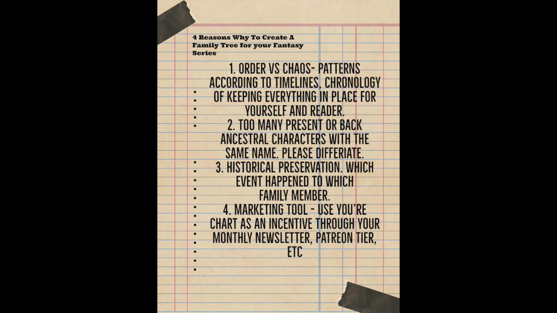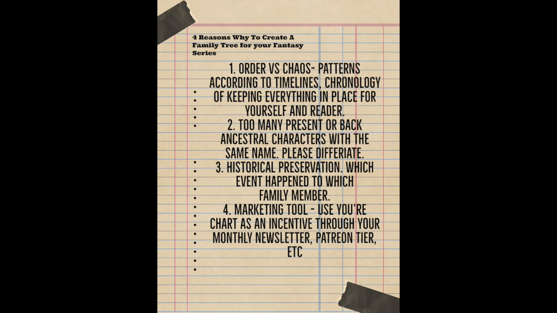Number 2: too many present or past ancestral characters with the same name. Please differentiate. You want to keep that differentiating, really going with Rothenberger 1, Rothenberger 2, 3, 4, 5, 6. Where are these people? What time, what event, what particular time in their realm did they exist? What do they do? Who are they? Where do they live? Which kingdom did they belong to?